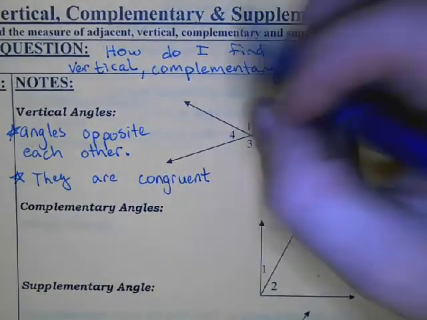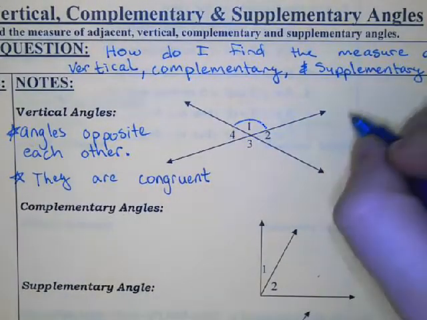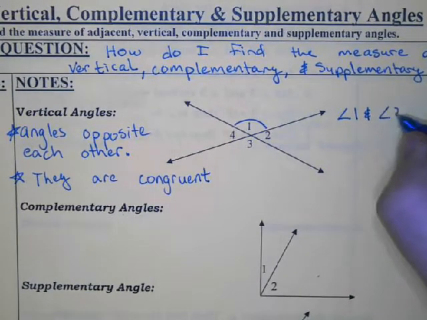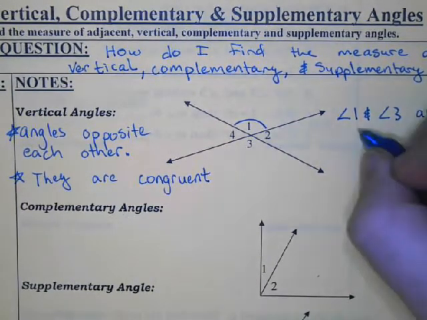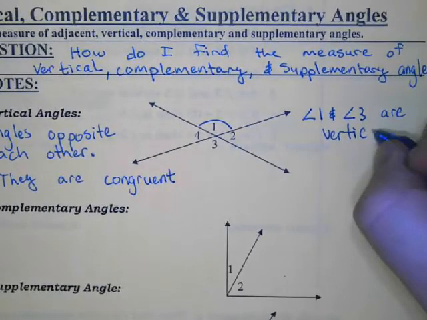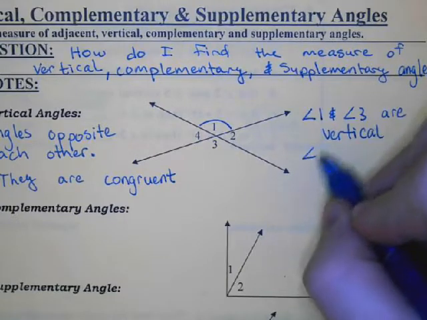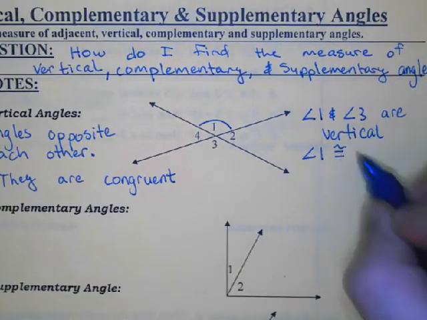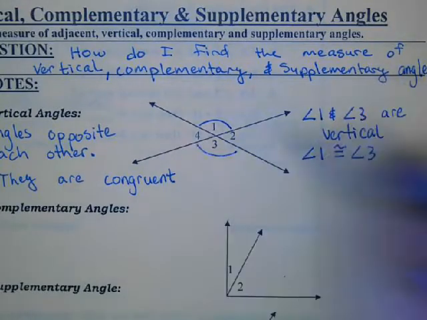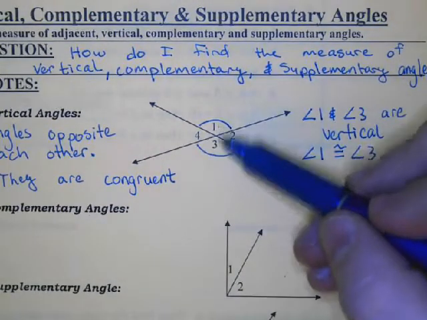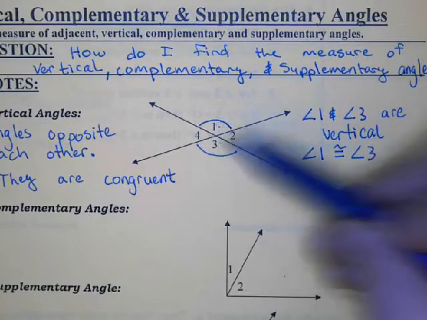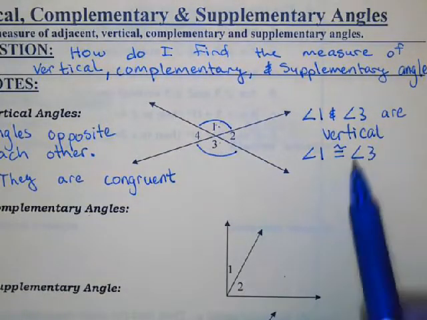So what I can say is that angle 1 and angle 3 are vertical, and since they're vertical, I can say that angle 1 is congruent to angle 3. So angle 1 and angle 3 are vertical, they're opposite each other. Angle 1 and angle 3 are on opposite sides of a vertex, and they are congruent. They are congruent to one another.